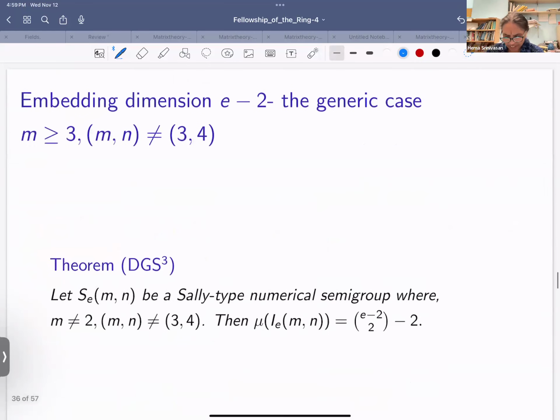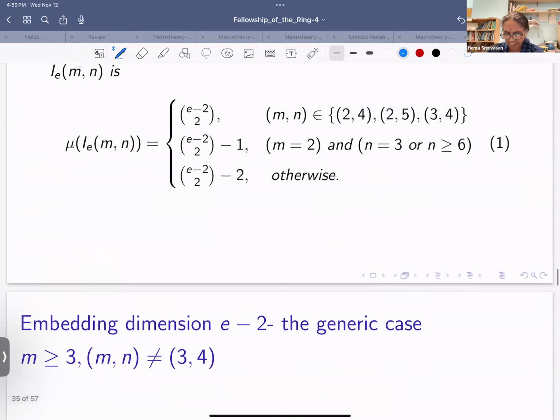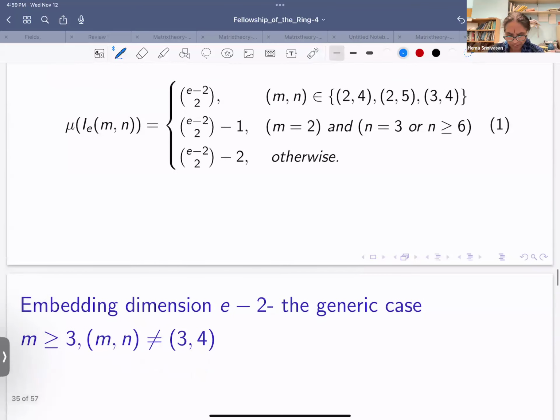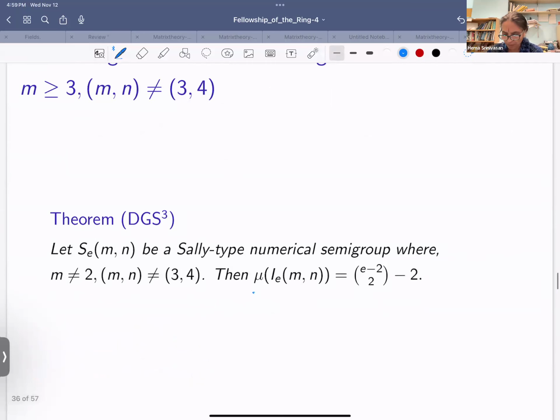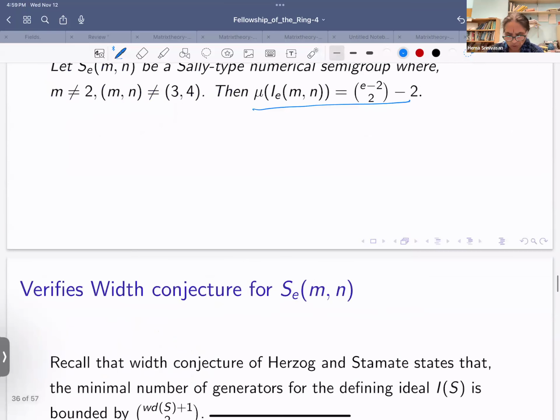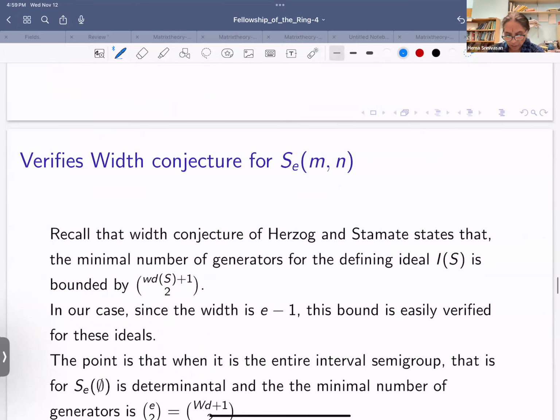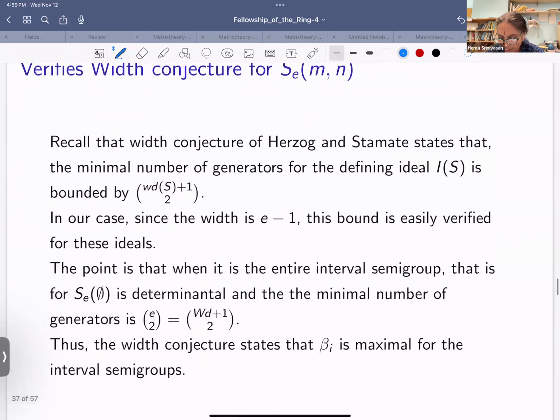So I'll talk about why it is. This is the generic case. This is a case where this is not true, that is, m is bigger than or equal to 3 and just not equal to 3, 4. Okay, where the minimal number of generators is this. So this actually verifies the width conjecture because the width is e minus 1. So it is easily achieved because you want to have this to be e choose 2 and all our things are e minus 2 choose 2 and something less. So it is clearly satisfied.